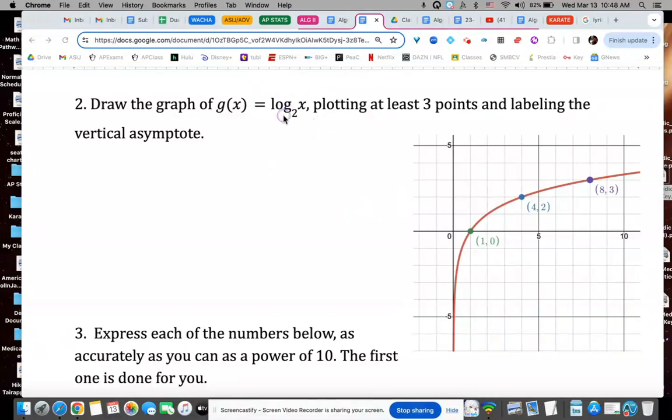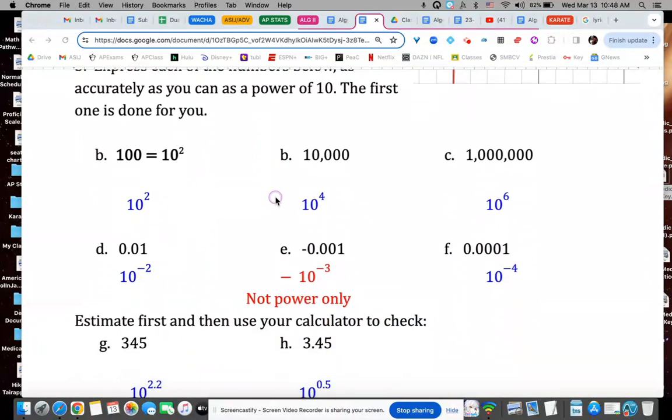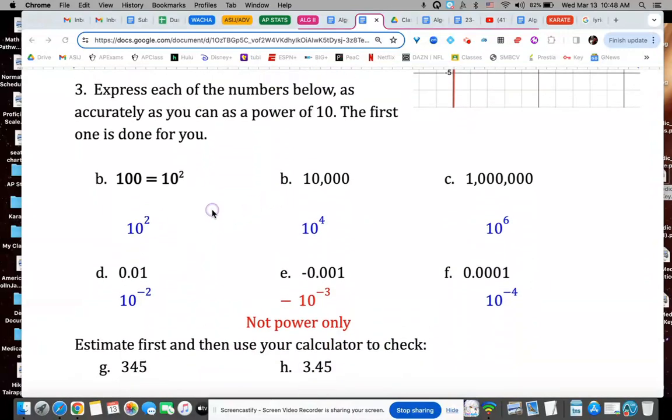You just need to get used to plotting points though, right? 2 to what power equals the inside piece. But remember, it's kind of backwards. The x is what it's equal to, and the y value is the power. All right. We're looking for powers of 10. So 100 is 10 squared, so we just rewrite that. 1,000 is 10 to the third. 1,000,000 is 10 to the sixth.